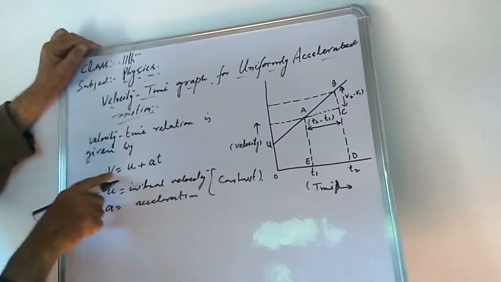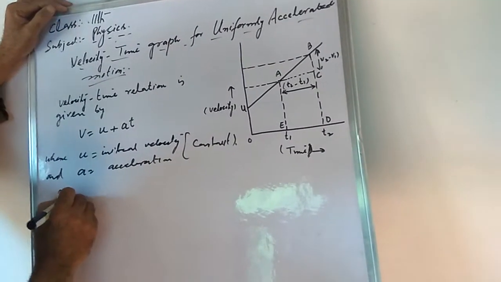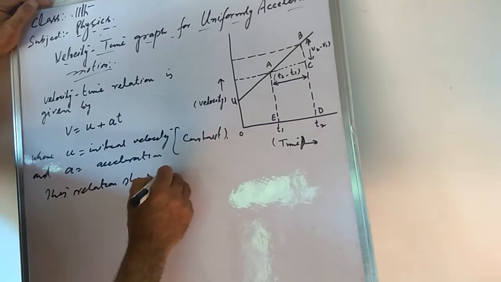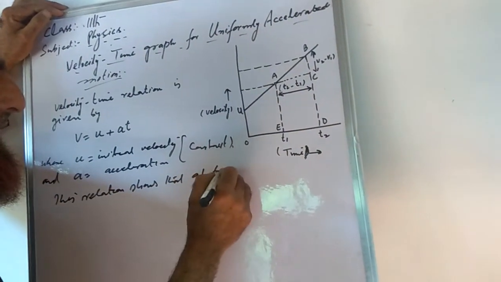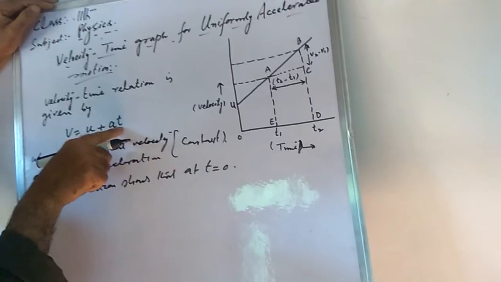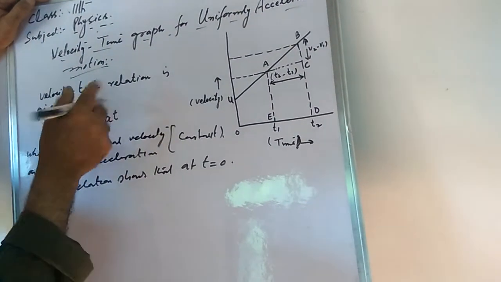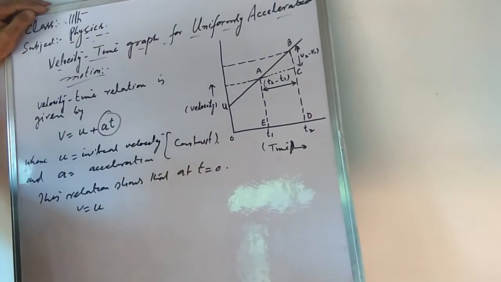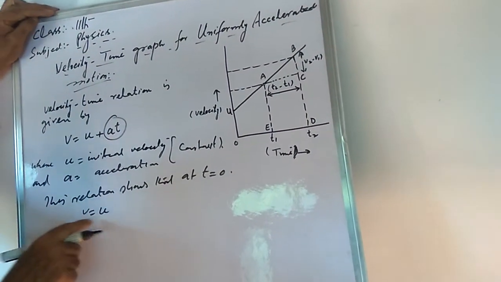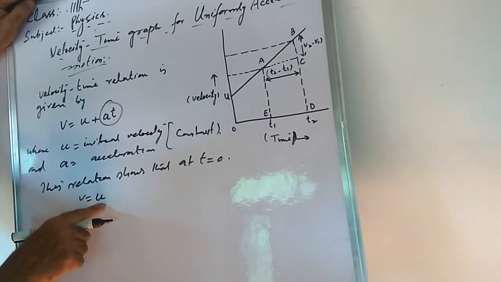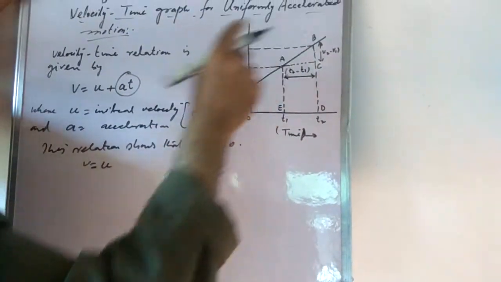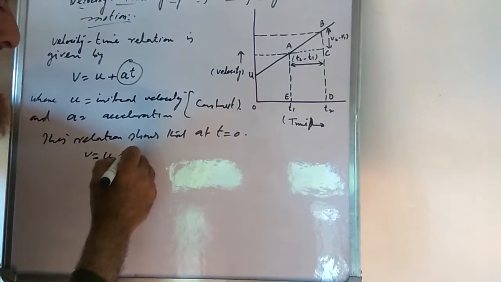Now this relation shows that at t is equal to 0, look here, when we apply t is equal to 0, this term will become 0. So at that time v is equal to u. What does that mean? It means the final velocity is equal to the initial velocity. When at time t is equal to 0, v is equal to u, and after that we see that v increases uniformly with time.